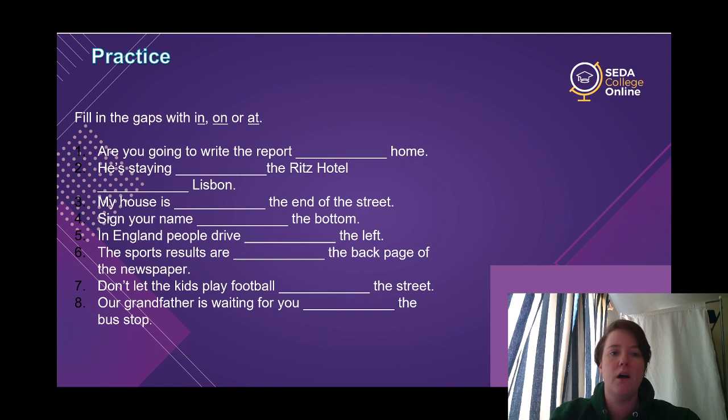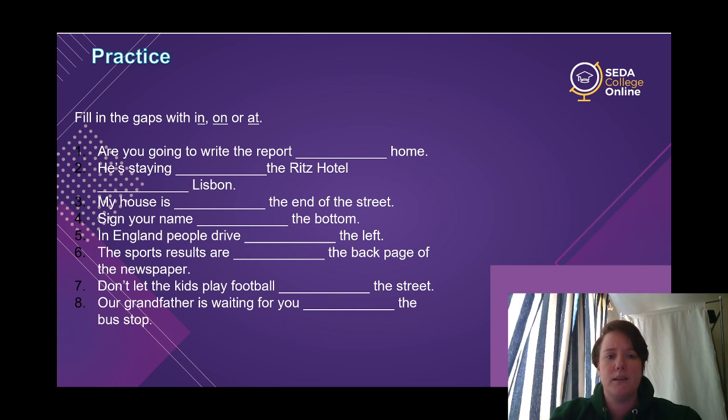So number 1, are you going to write the report, blank, home. Okay, so I think that's a point of a place, okay? So think about that one. He's staying, blank, the Ritz Hotel. Blank, Lisbon. Okay, so think about hotel, but then think about Lisbon. That's a place, okay? Hotel is a building, okay? Number 4, my house is blank the point, okay? Think about the point at the end of the street.